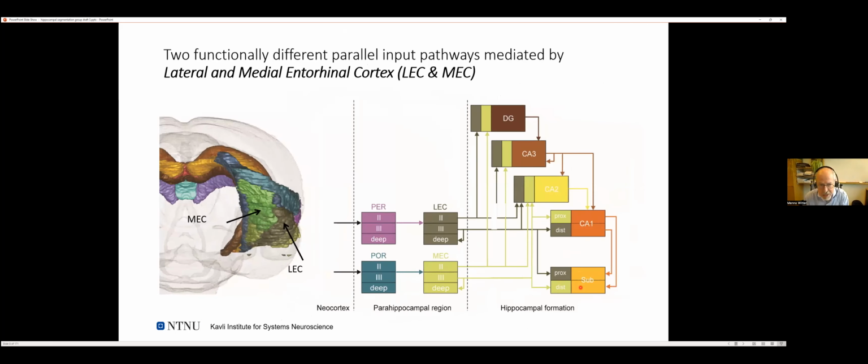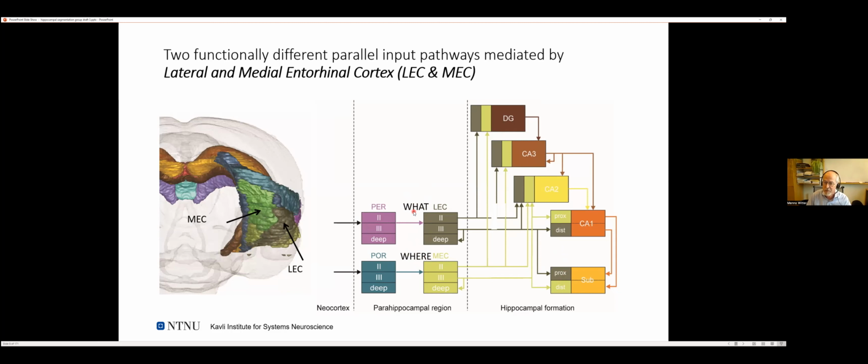Okay, so now let's look at functions. So here you have the lateral and medial entorhinal cortex. This is a summary of what I just tried to convey to you. And now we know that there is this general concept that the lateral entorhinal cortex seems to deal with information that tells us something about objects or things that happen in the outside world. And the medial entorhinal cortex is much more interested in transferring information, or dealing with information, that tells us something about where things are, where this object is, where things happen.